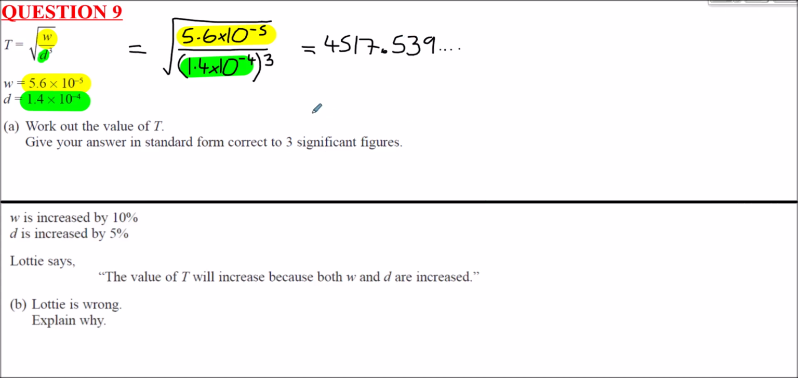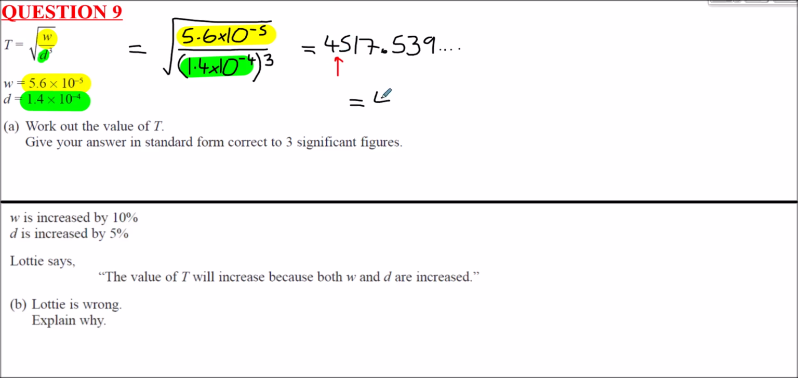I want this in standard form. I'll show you how to do it manually, then I'll show you how to do it on the calculator. So in standard form, I need the decimal to be behind the first significant figure. So I want the decimal to be here.